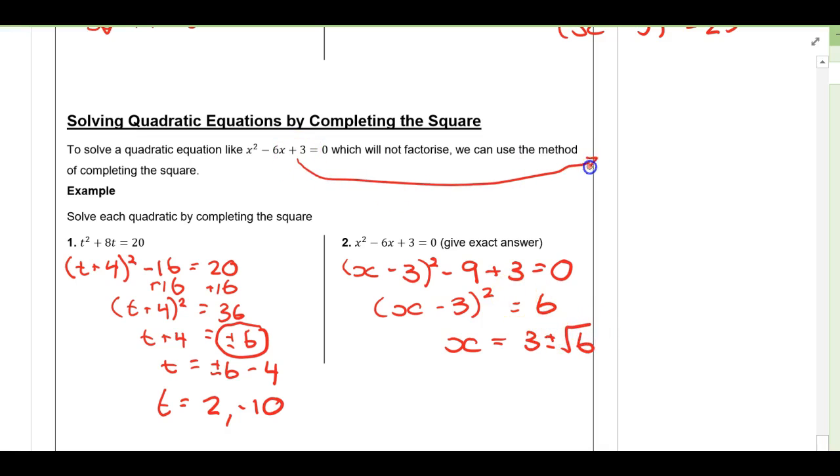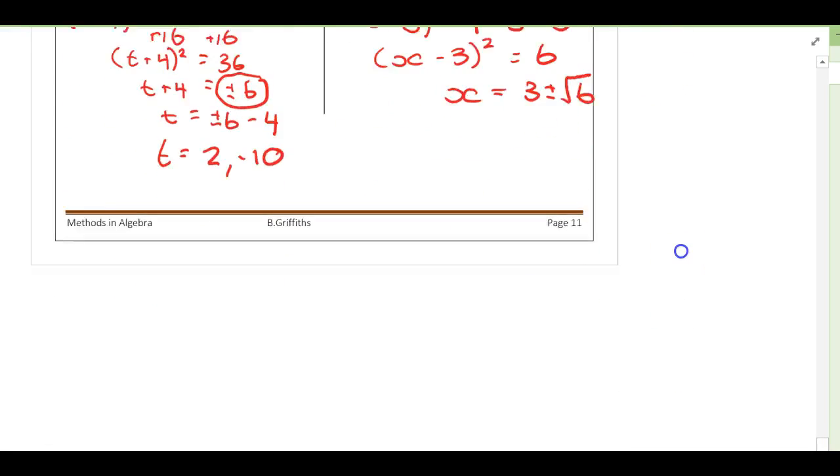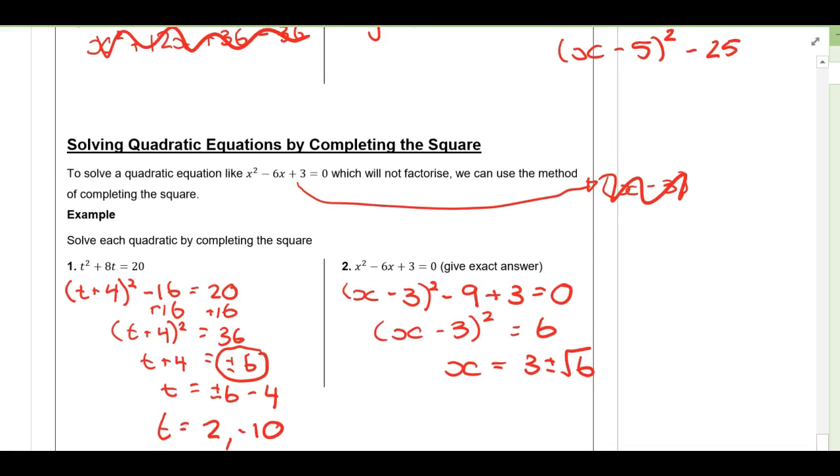I'll do this one just so you've got another example. x minus 3. Oh, I just did that there. Sorry. All right. So that's actually quite a useful skill, and people forget to do it. So you need to be looking for when you can solve a quadratic by completing the square rather than using the quadratic formula.